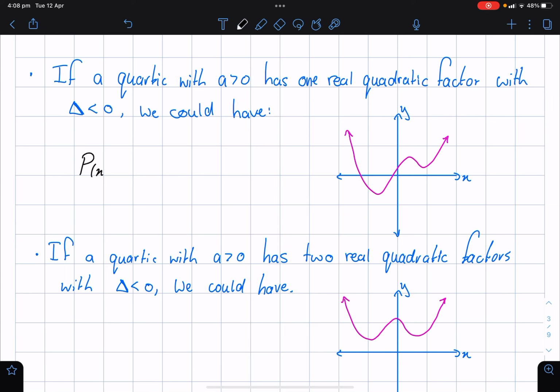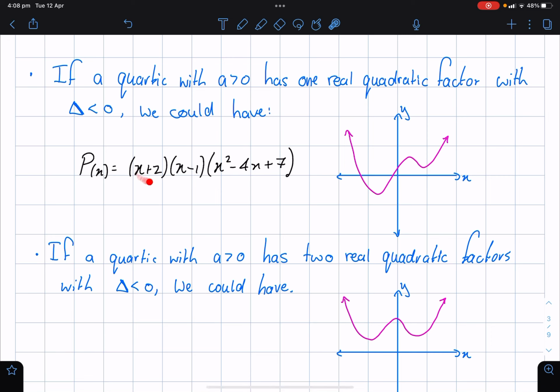So P of x equals, say, (x + 2)(x − 1)(x² − 4x + 7), okay? So that is a quadratic that has a discriminant less than 0. So we could kind of break down our graph with these here.